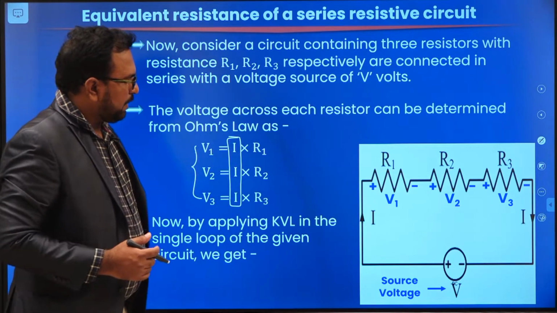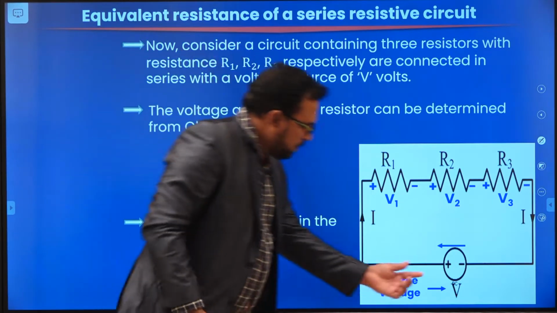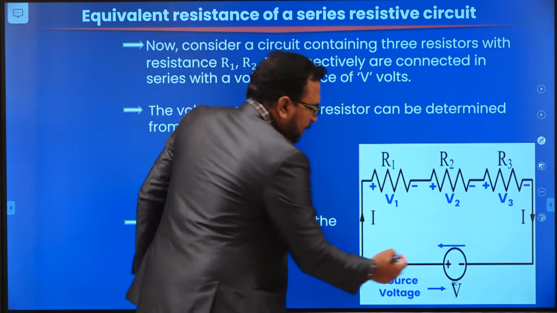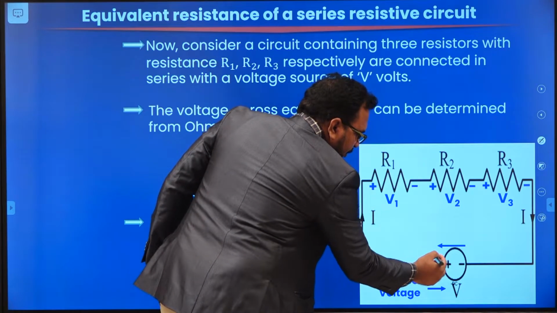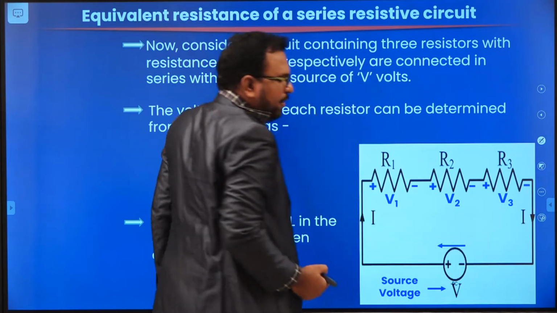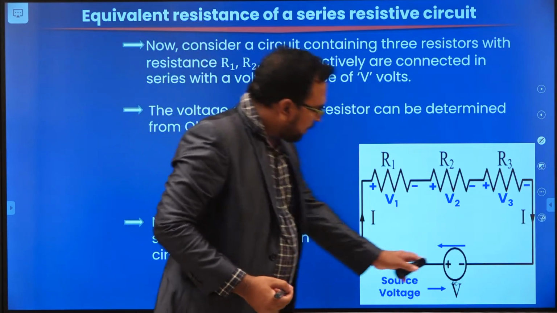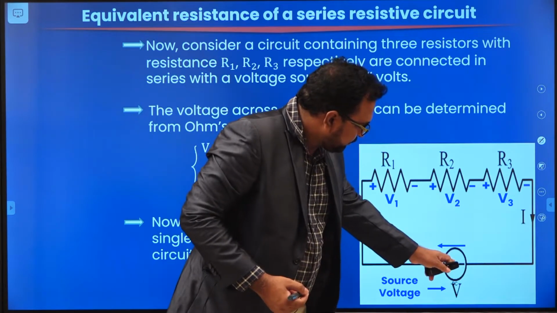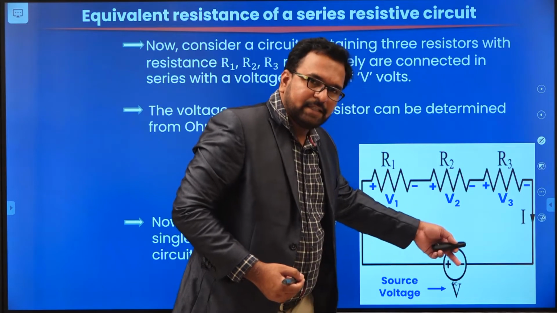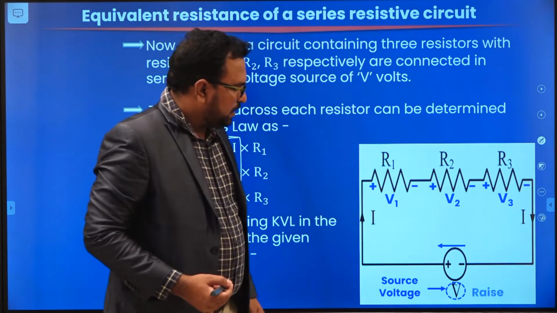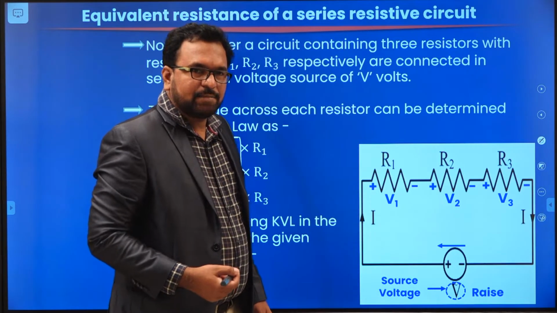How will you apply KVL? See, from the source, how is the current flowing? Current will always come out of the positive terminal and enter into the negative terminal. So the current is flowing from minus to plus. Minus to plus means increasing. So that's why we are going to consider the source voltage as a rise.